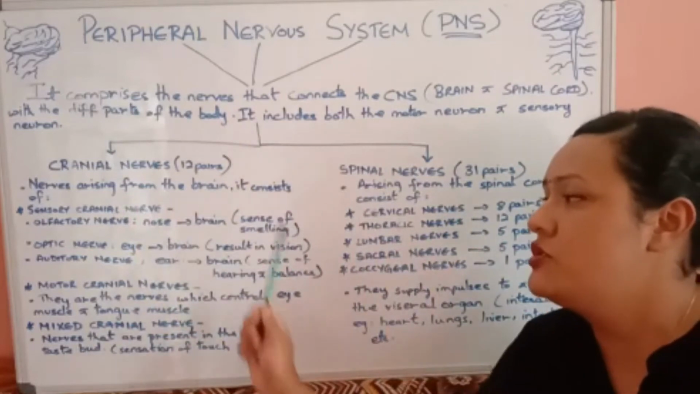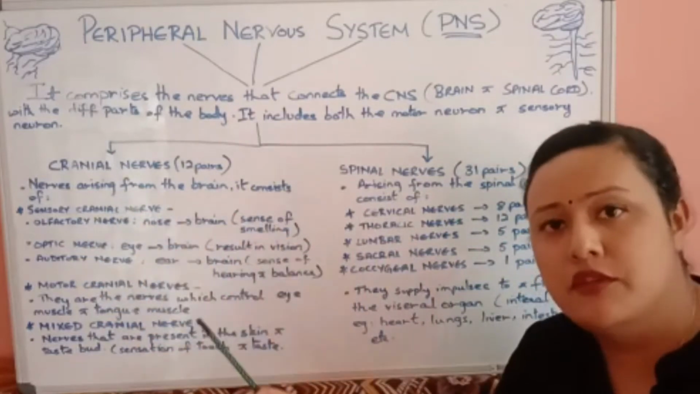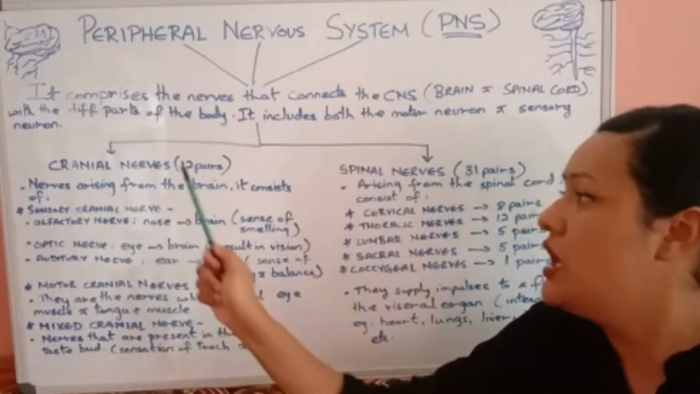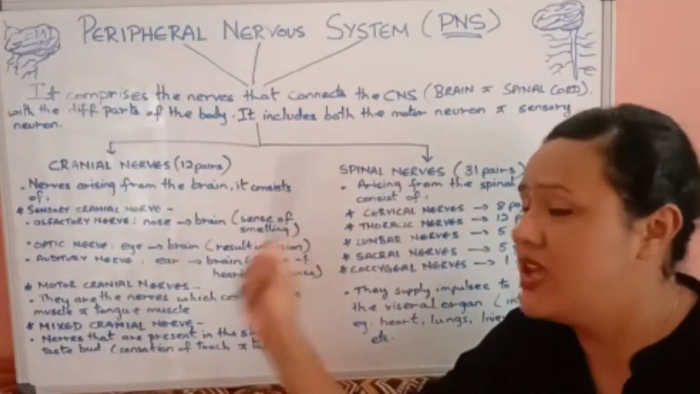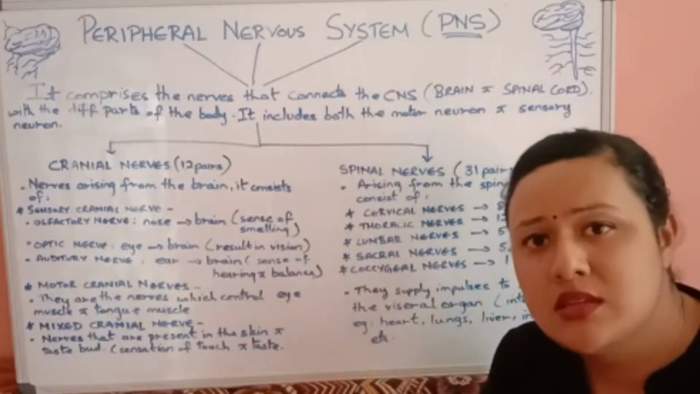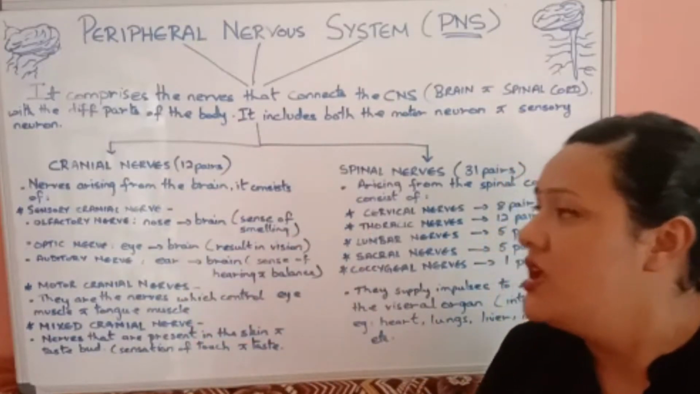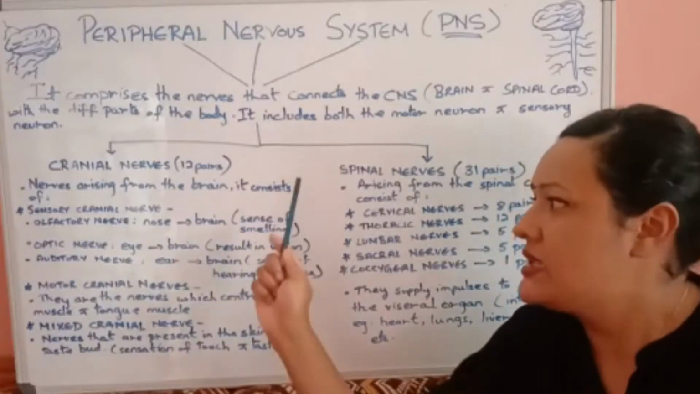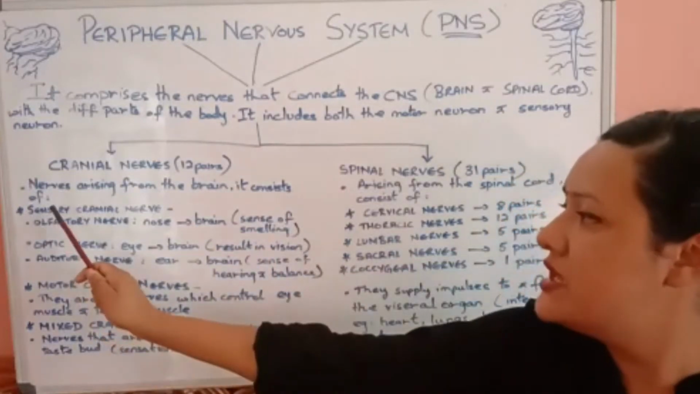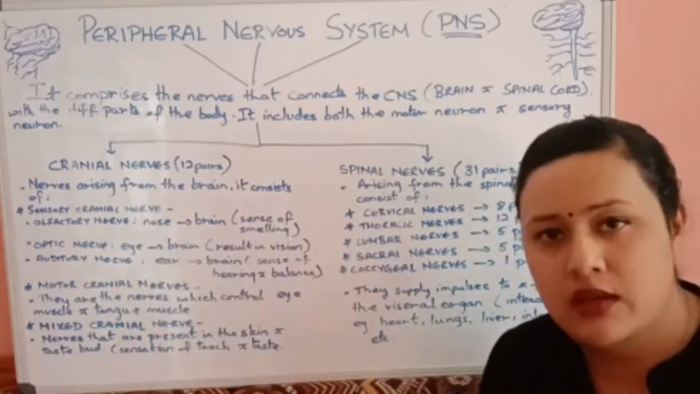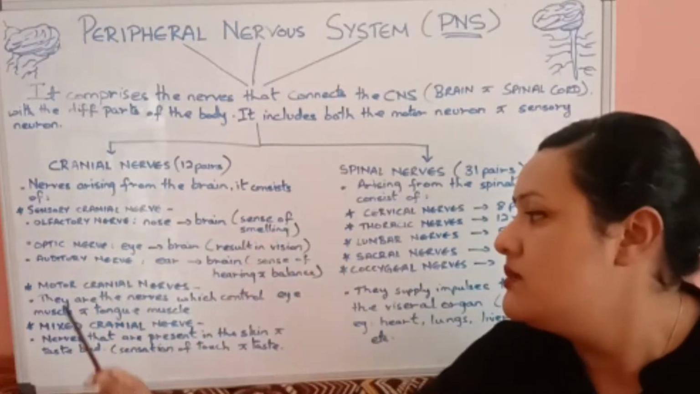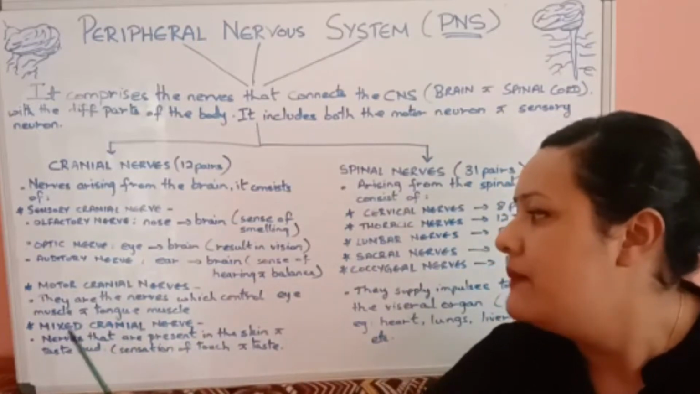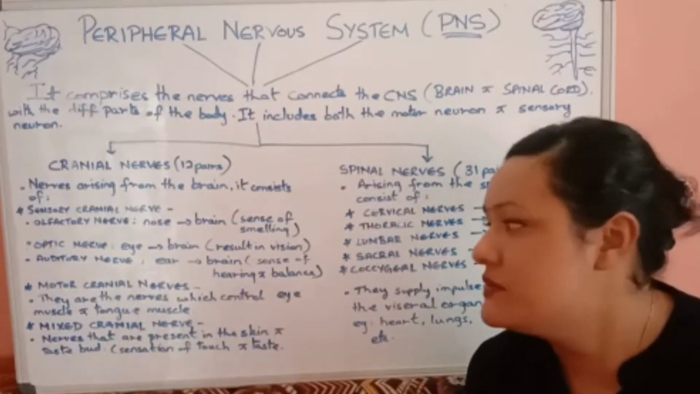Now first we are going to focus on the cranial nerve. Cranial nerves are mainly 12 pairs in our body. They are the nerves that arise from your brain. They consist of, number one, the sensory cranial nerves; number two, the motor cranial nerves; and the third one is the mixed cranial nerves.